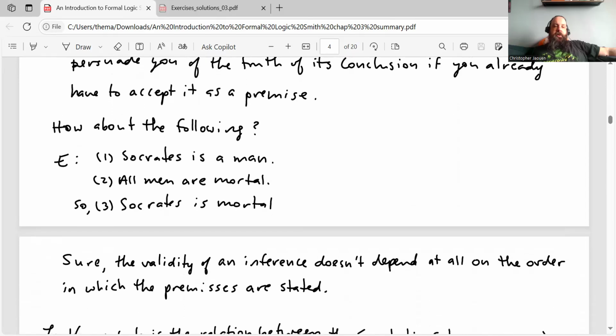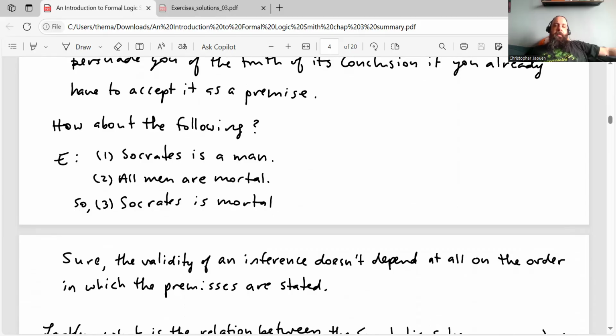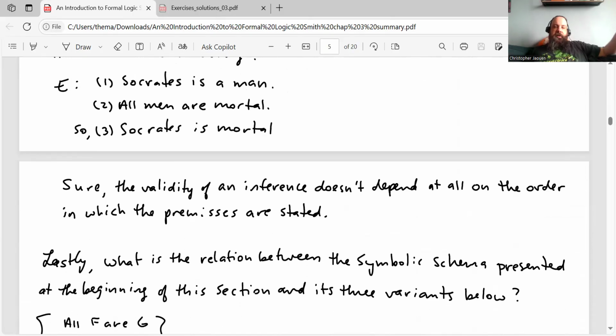Okay, how about this argument here? Socrates is a man, all men are mortal, so, 3, Socrates is mortal. The validity of this inference doesn't depend at all on the order in which the premises are stated, so it is an instantiation of the schema that we looked at. The order that you state the premises in makes no difference as to whether they can be true and the conclusion false, or vice versa. So that would still be an instantiation of the schema that we had talked about.